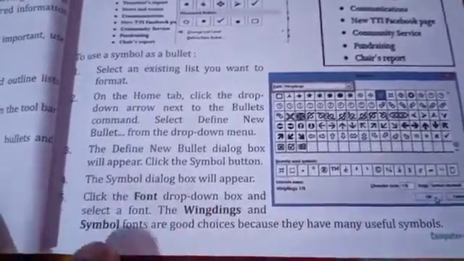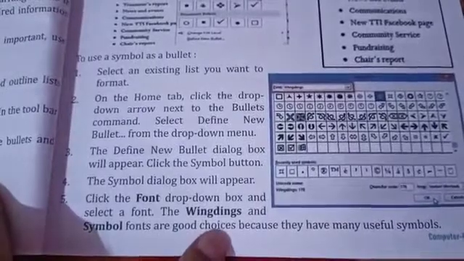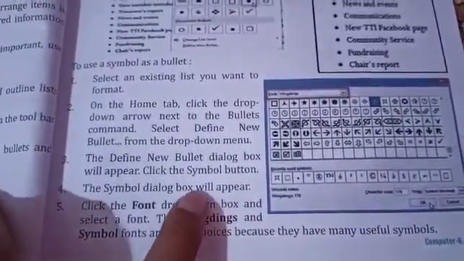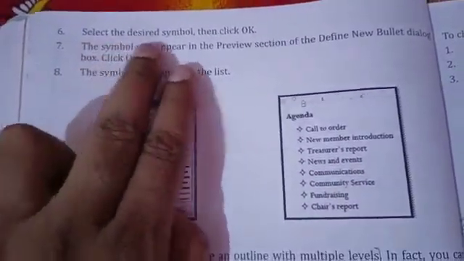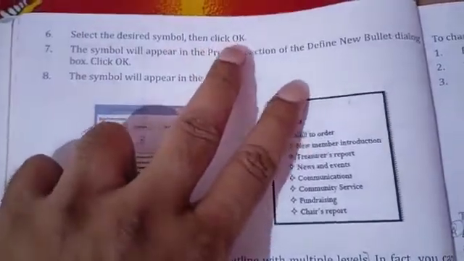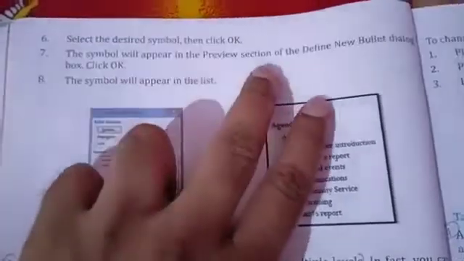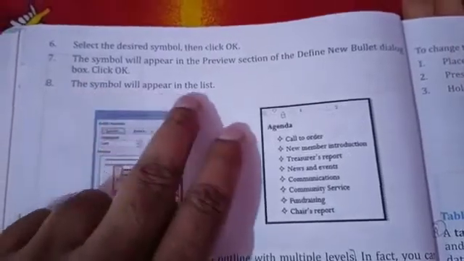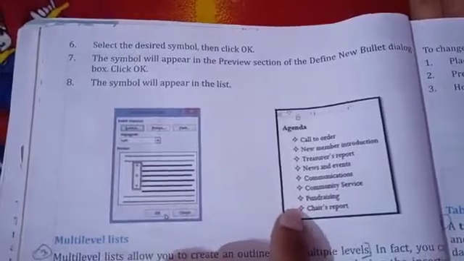Wingdings and symbol fonts are good choices because they have many useful symbols. Next, select the desired symbol, then click OK. The symbol will appear in the preview section of the Define New Bullet dialog box. Click OK. The symbol will appear in the list.